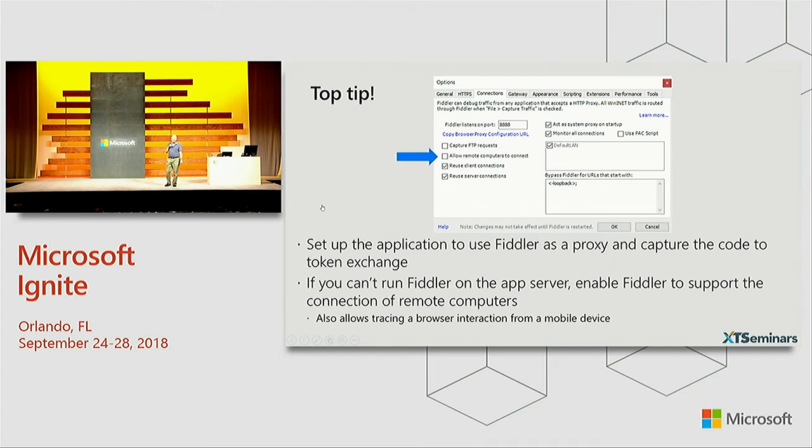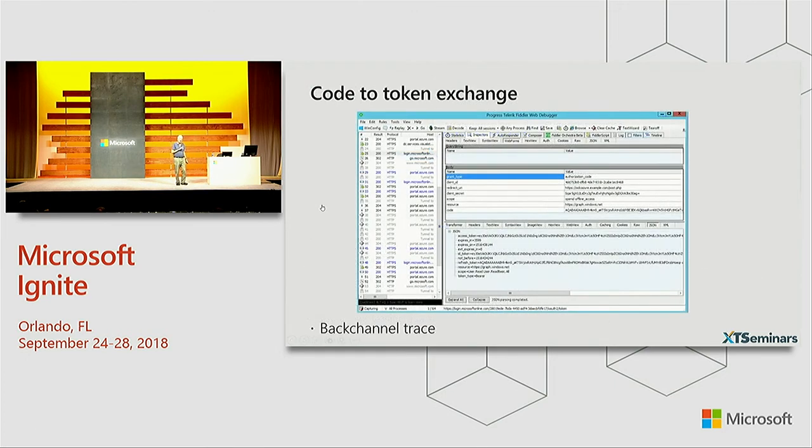So that's if you can run Fiddler on your server, but the important thing is to get your developers so that you can set a flag in the code and tell it to use a proxy to go out. And that way you can do back channel tracing. And as I say, if you've got a problem, it can save you absolutely hours.